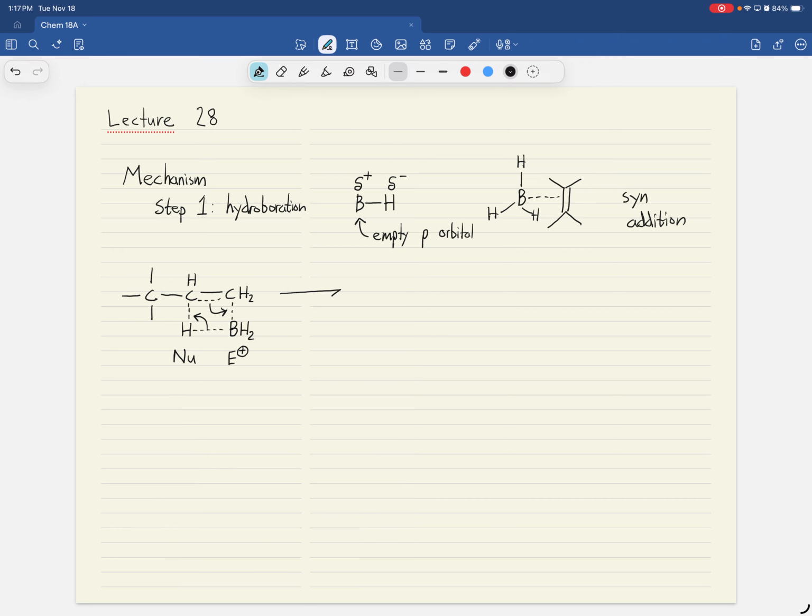So what happens now is, if we draw the result of this step, we get a new bond. I'm going to draw that out. You don't have to draw it, but I'm going to draw it just for clarity. Here our groups have been added to the same side of the double bond. We can see they're on the same side, so syn addition.